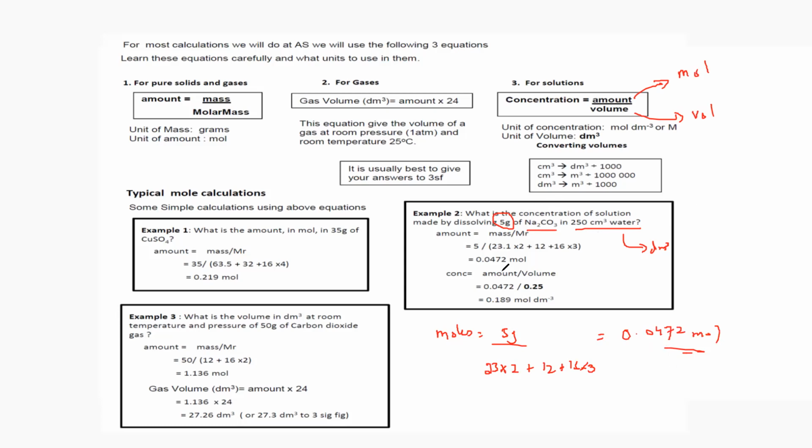You need concentration, which is moles divided by volume. So 0.0472 moles are there. And what about the volume? To convert this cm cube into dm cube, you have to divide by 1000. So when you divide by 1000, it will come out as 0.25 dm cube. So the concentration, moles divided by volume, you'll get 0.189 mole per dm cube as the concentration of this. Is it clear?